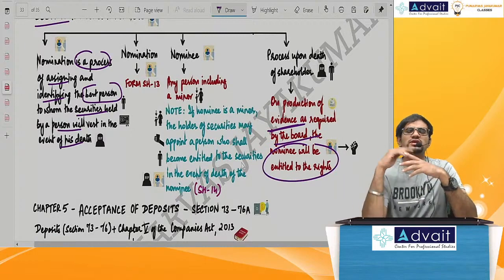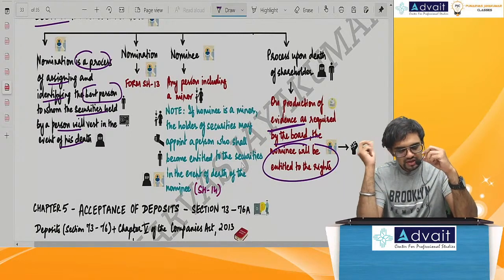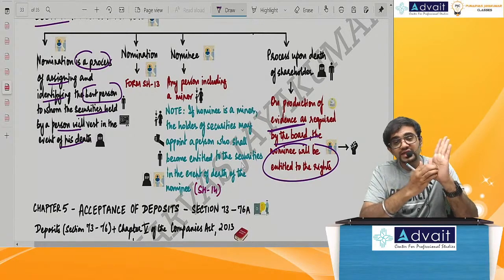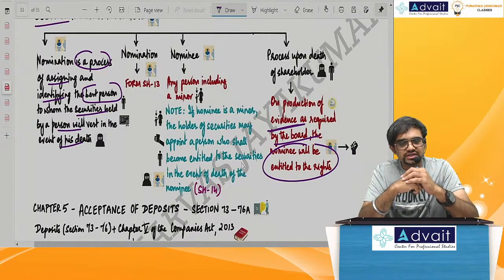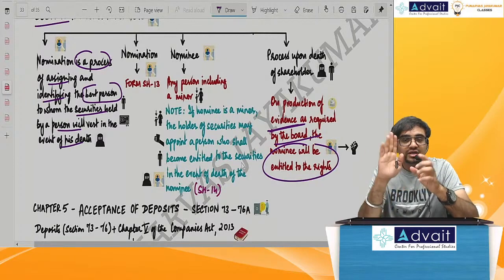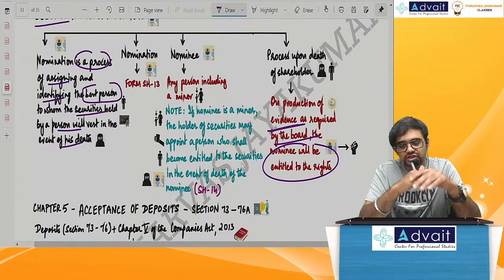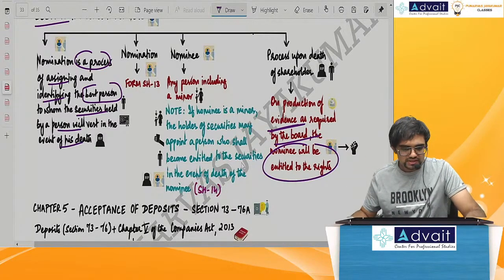You can ask me a question, sir: my great grandfather has given in the nomination certificate my name, but in his own personal will he has put my sister's name. Who will get the shares? The law is very clear. The nomination certificate will override the will. Whoever is on the nomination certificate, that person will get the shares. So that is with respect to all these things, guys.